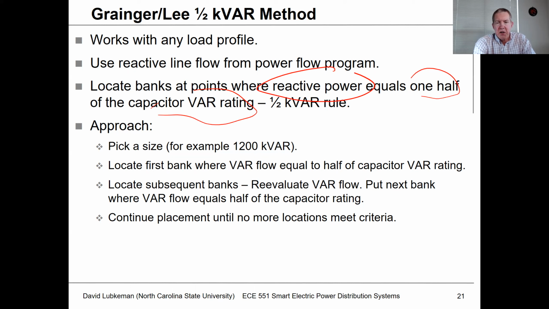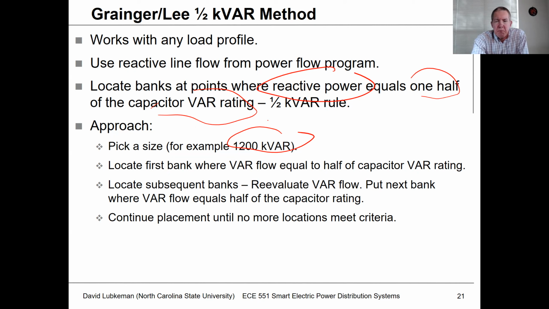All right, so the idea basically would be that half this capacitor value would go downstream and half of this value would go upstream, right? And so the way the approach worked would be, first you pick a size. An example would be, say, pick a 1200 kVAR capacitor or whatever. And then you look at locations in the circuit where you've got 600 kVAR flow.